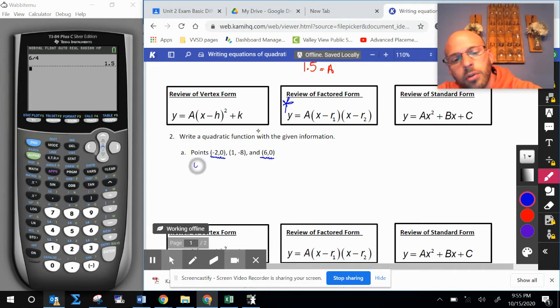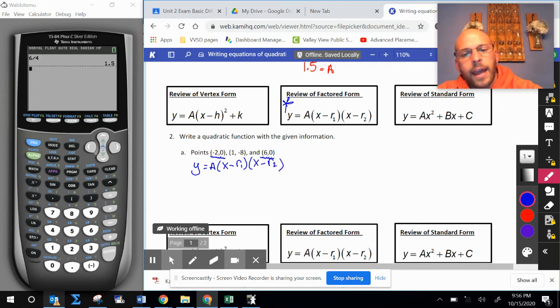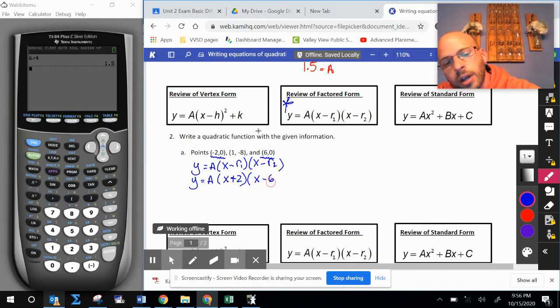So I'm going to start with my formula, a(x minus r1)(x minus r2), and I'm going to plug in my x-intercepts. So I get a(x. Now it's a negative 2. So if I subtract a negative 2, that's really going to be a plus 2. Remember, we always have the opposite when it comes to those parentheses. Now the other x-intercept is at 6. So I would say x minus 6. So the first step, we're going to plug in those x-intercepts.